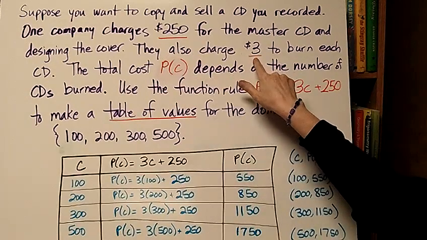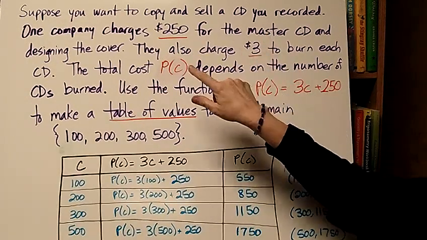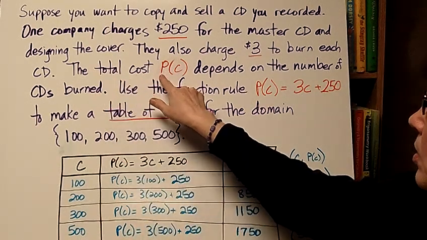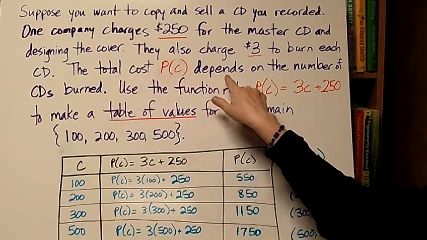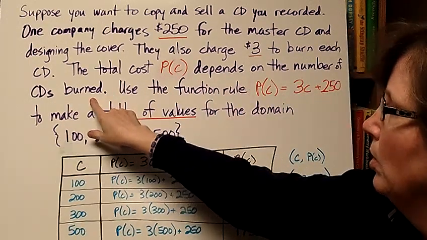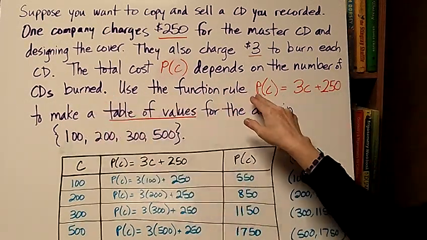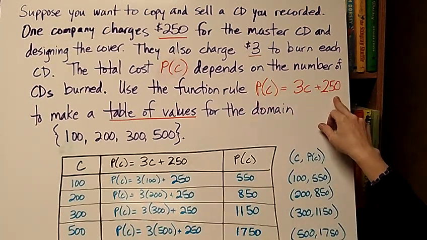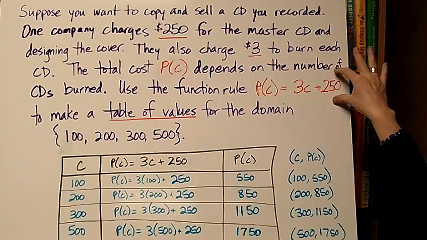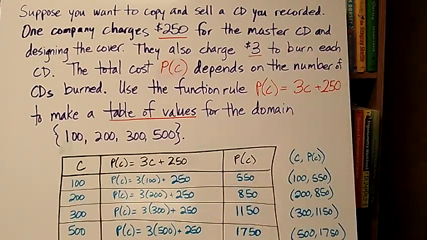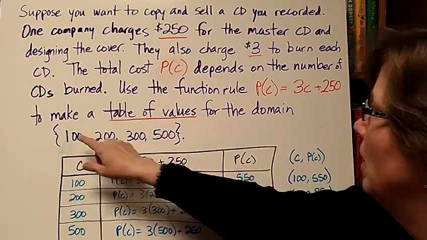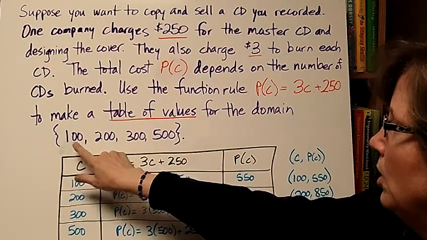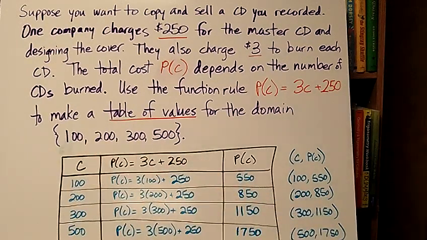Then they also charge $3 to burn each CD in addition to the master CD. So your total cost, that would be the function of C, depends on the number of CDs burned. Use the function P of C equals 3 times C plus 250. This formula, this function rule, will let you solve for this domain. And we're going to make a table of values using the values in the domain 100, 200, 300, and 500.